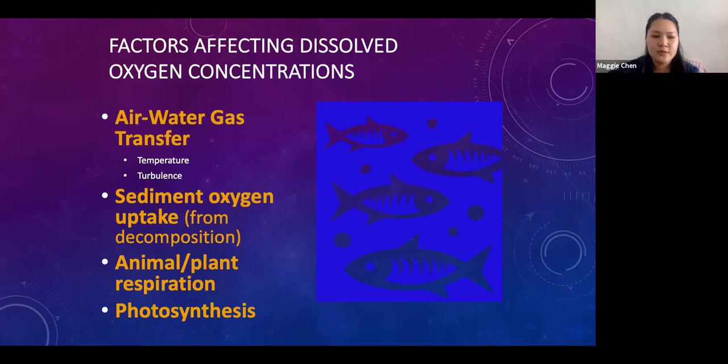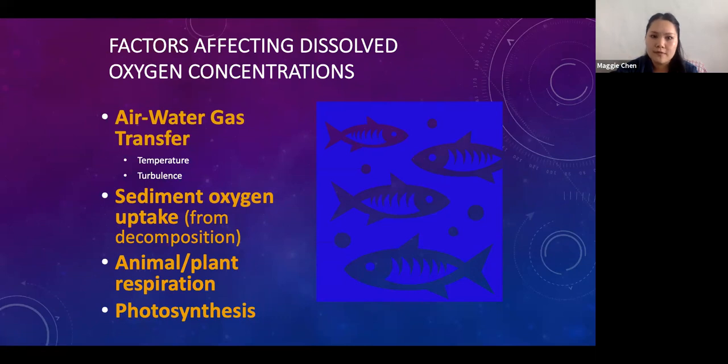Another is sediment oxygen uptake. So this is from decomposition. If you have leaf litter, if you have algae, whatever vegetation that's in your water, if they grow too fast and there's not enough space or nutrients for them to continue growing at that rate, they start to decompose. And when they decompose, that process of decomposition takes up oxygen from water.